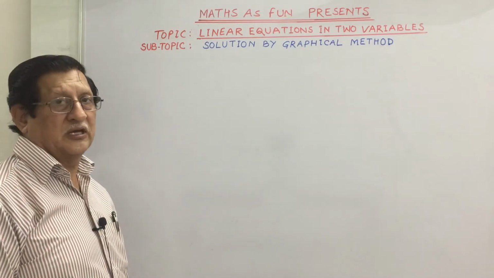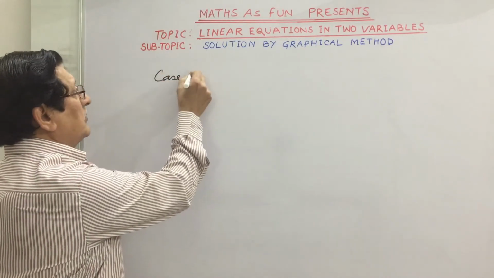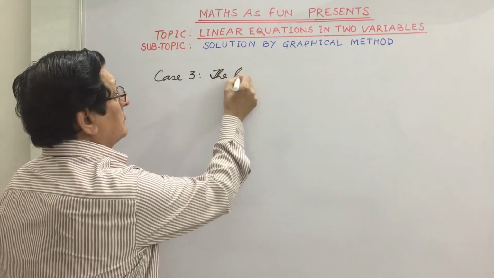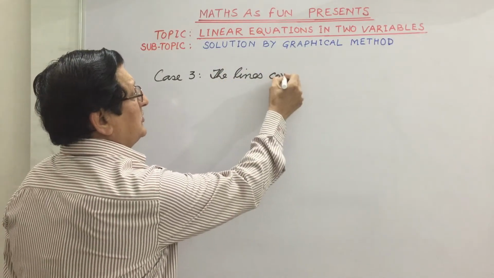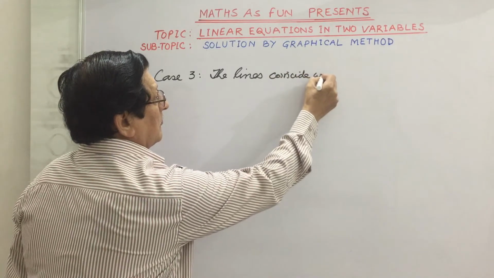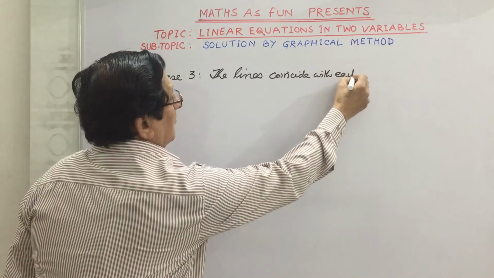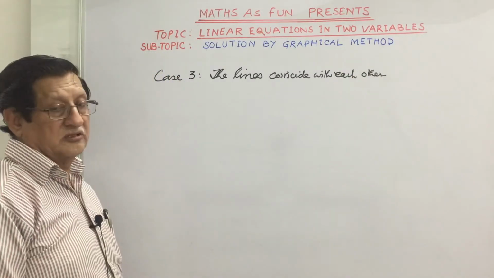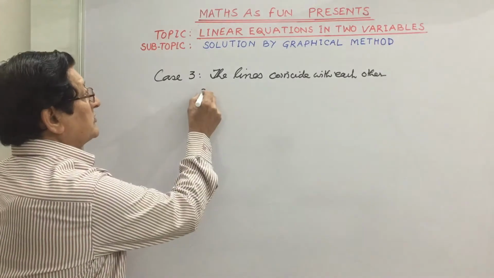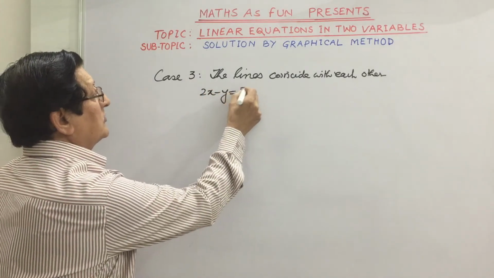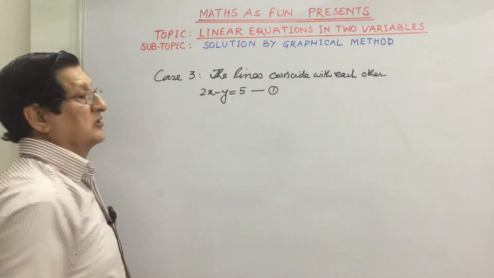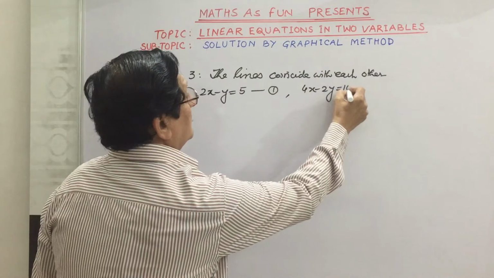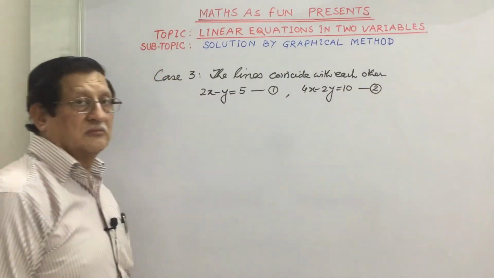Let's discuss case 3, in which the lines are coinciding, or the lines coincide with each other. Let us take one example for this also. The equation is 2x minus y is equal to 5. This is equation number 1. And the second is, suppose, 4x minus 2y equal to 10. This is your second equation.